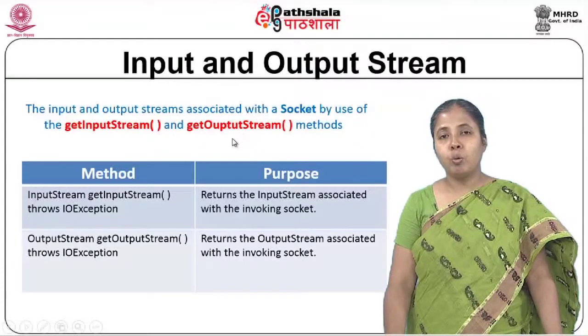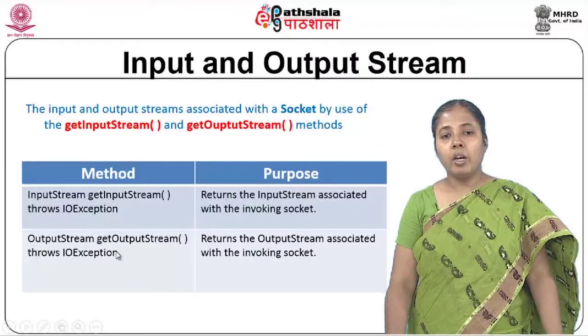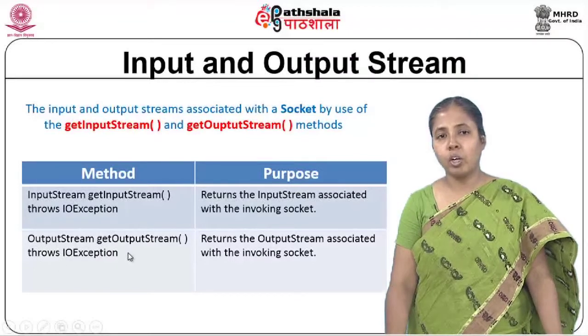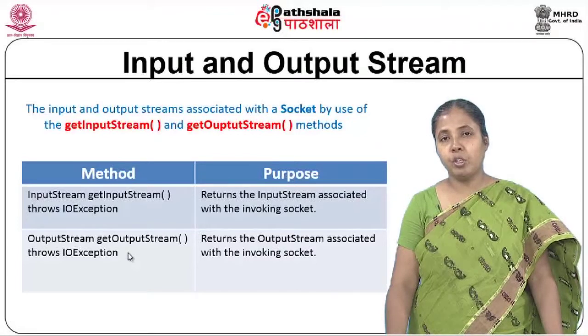So, once you create a socket object, use the method getInputStream that would return an input stream. We can see the method definition. getInputStream would return an input stream associated with the socket object, and getOutputStream would return an output stream associated with the invoking socket. Once you get an input stream and an output stream, we can send data between the two hosts.